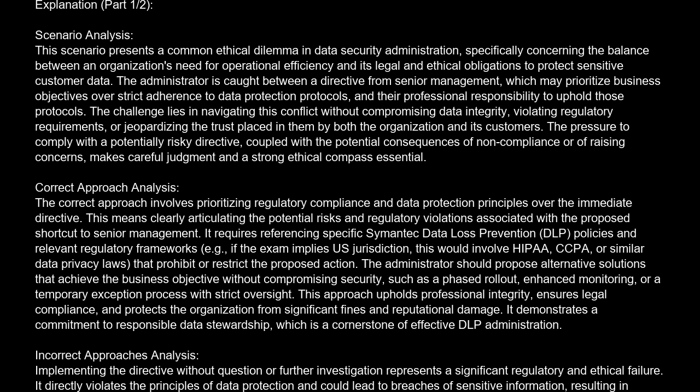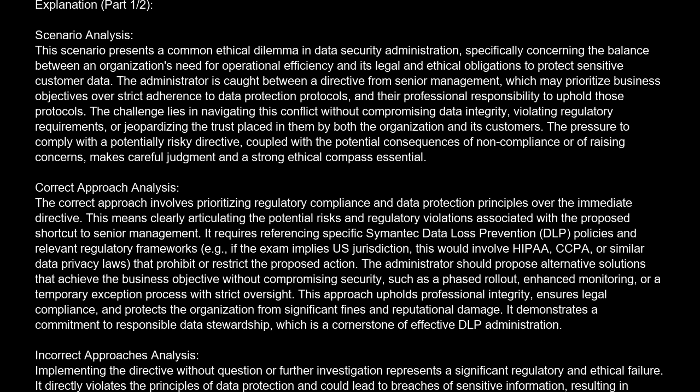The administrator should propose alternative solutions that achieve the business objective without compromising security, such as a phased rollout, enhanced monitoring, or a temporary exception process with strict oversight. This approach upholds professional integrity, ensures legal compliance, and protects the organization from significant fines and reputational damage. It demonstrates a commitment to responsible data stewardship, which is a cornerstone of effective DLP administration.